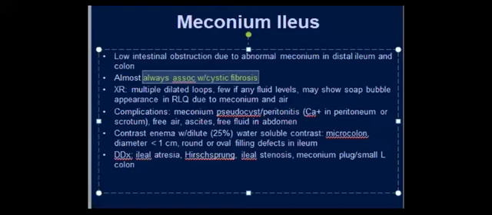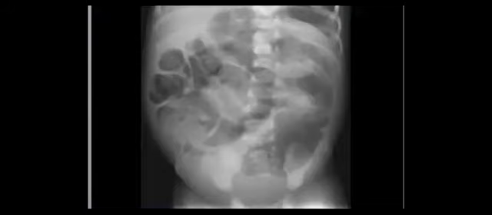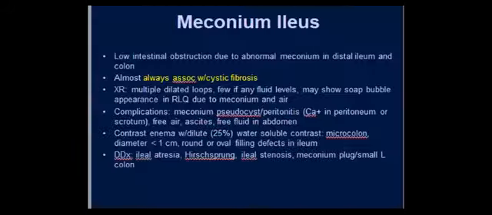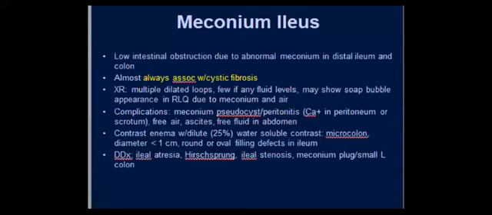And the complication can end in peritonitis, and you will search in the X-ray for any free air. We cannot figure out any free air in this case, or free fluid in the abdomen. The most important thing is to differentiate with the contrast enema. So if you find this long microcolon and there is some filling defect in the ileum, you are talking about meconium ileus. Okay, is it clear?